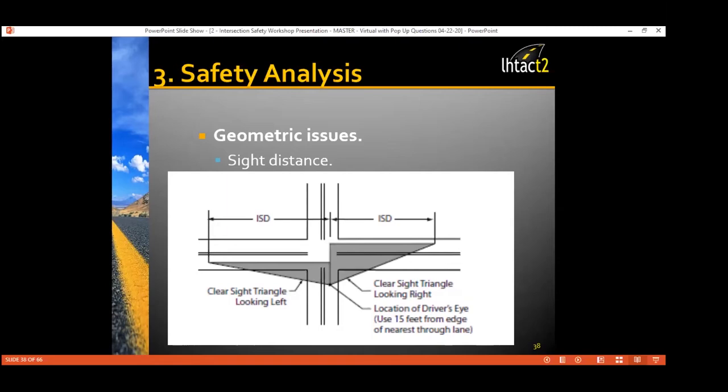Insufficient sight distance can be a contributing factor in intersection traffic crashes. And you might even see that pop up in the crash reporting, that we've got an intersection sight distance problem.